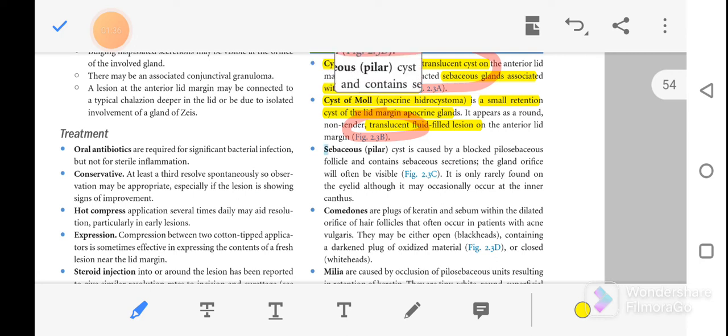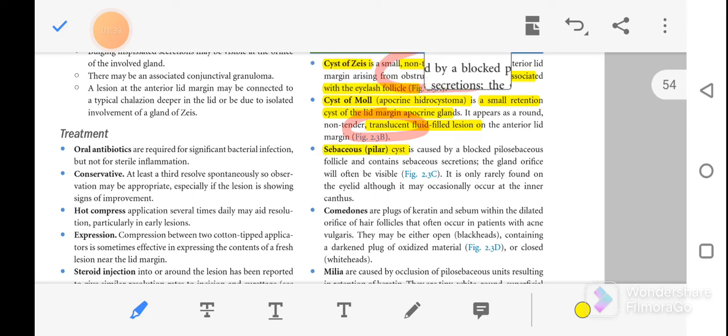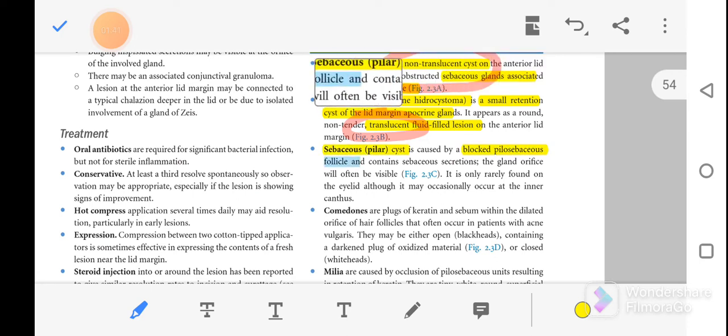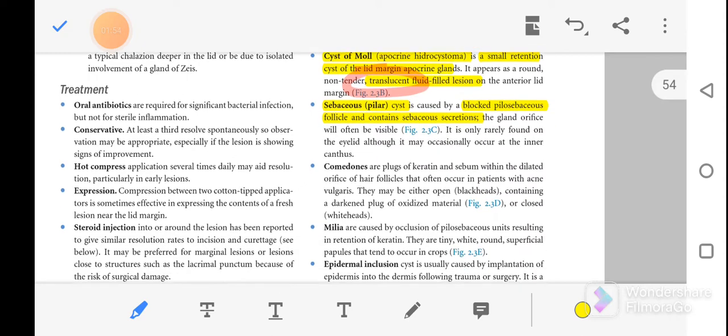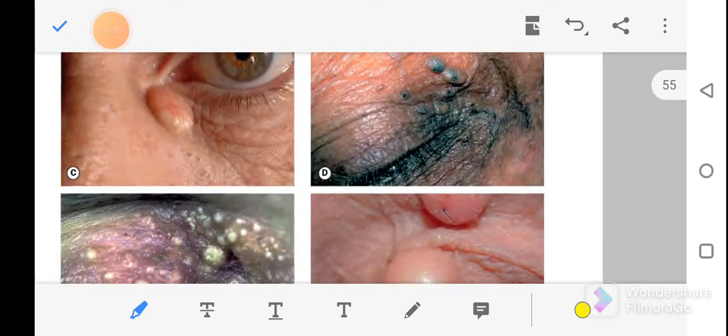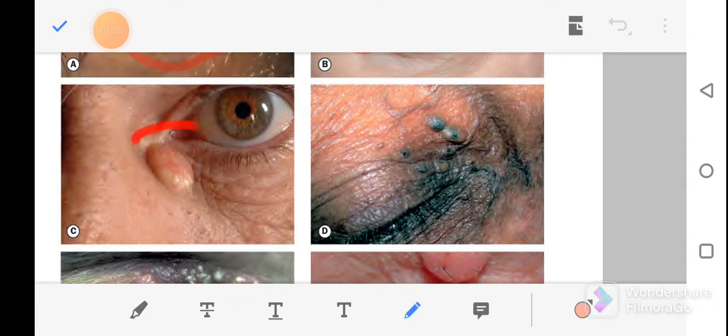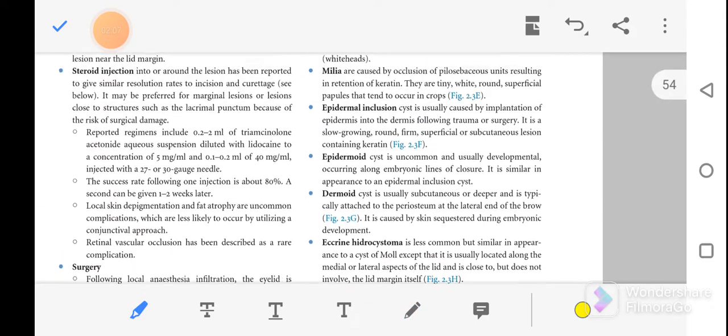Third is the sebaceous pilar cyst. This is caused by blocked pilosebaceous follicles and it contains sebaceous secretions. The gland orifice will be visible. It is rarely found on the eyelid, although it may occasionally occur at the inner canthus. This is the sebaceous cyst because of the blocked pilosebaceous unit.